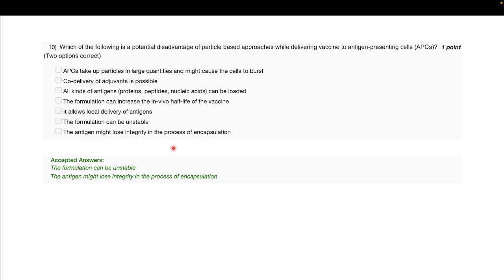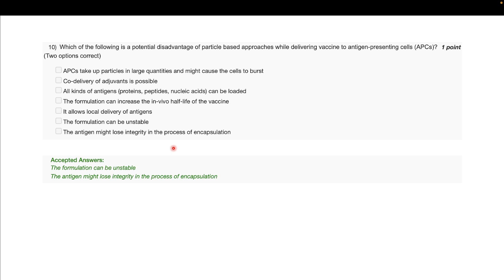The question is, what could be a disadvantage of delivering particles which are carrying your vaccine to the antigen presenting cells? So first is, the formulation can be unstable because let's say you have not encapsulated the vaccine properly into a polymer. It could lead to disintegration of that particular polymer once you put it in the patient's body. So the content of that particle will already be released even before reaching the antigen presenting cells. In that case, this is not a good approach. So one disadvantage is the formulation can be unstable.